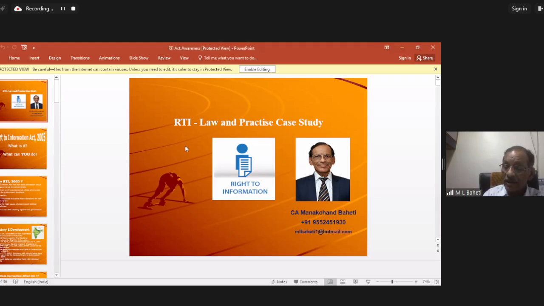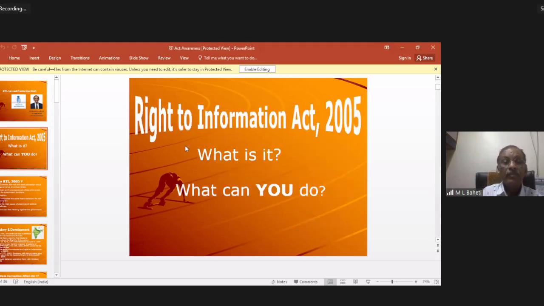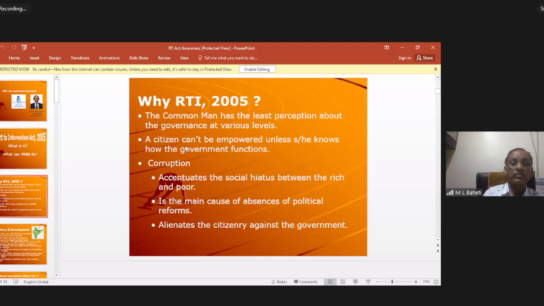RTI law and practice case study. Right to Information Act. What is it? What can you do? Why RTI 2005? The common man has the least perception about governance at various levels. The citizen can't be empowered unless he knows how the government functions. Corruption is the main problem. Corruption accentuates the social hiatus between rich and poor, is the main cause of absence of political reform, and alienates the citizen against the government.